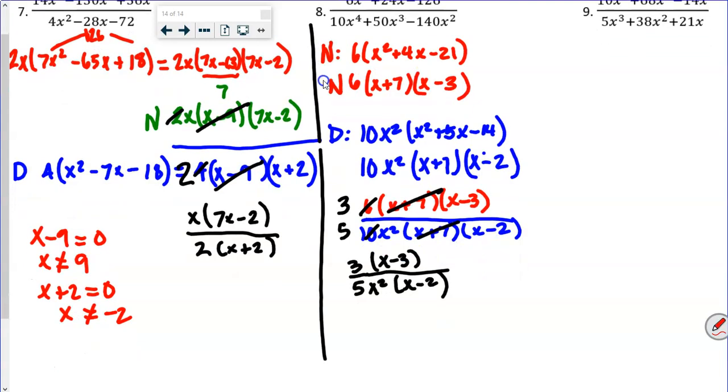So what we're going to do is we're going to do our 10x squared equals 0. So divide both sides by 10. That's going to get rid of the 10. So we got x squared equals 0. Take the square root of both sides, right? So x cannot equal 0.